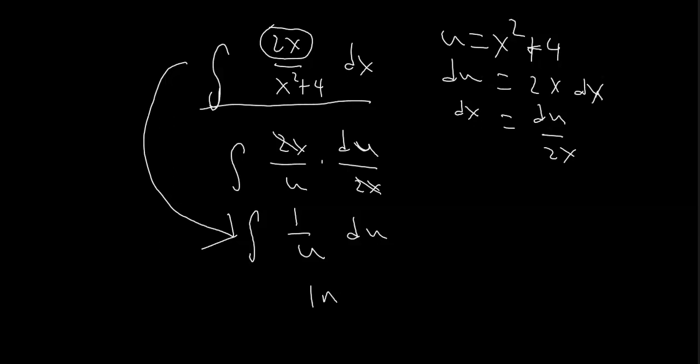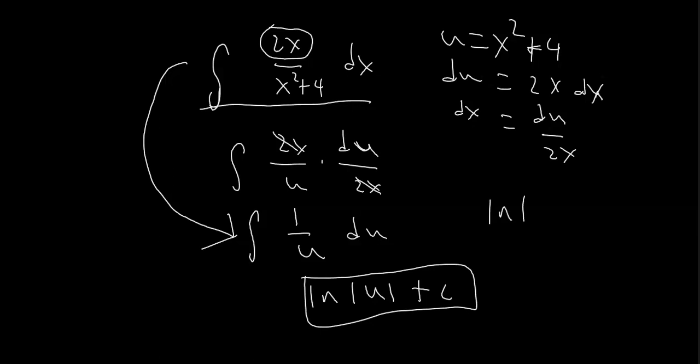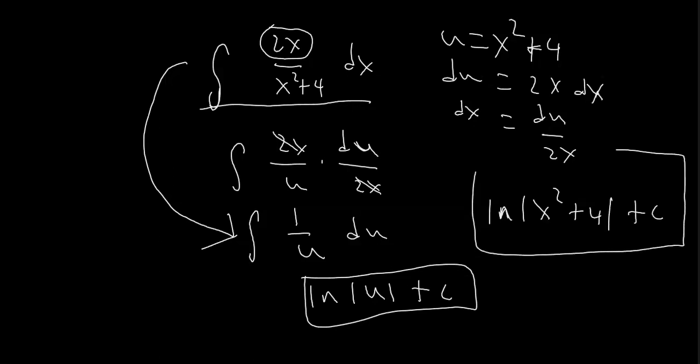Well, according to integral rules, it's just ln of the absolute value of u plus c. So this is our answer in terms of u, and then for our answer in terms of x, we just plug in u. So ln, the absolute value of x squared plus 4, and then plus c.